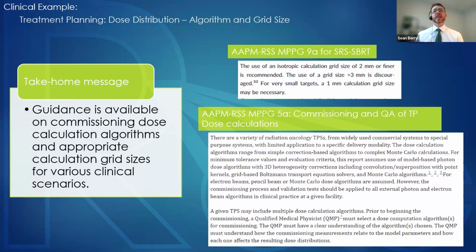But there are recommendations, like I said before. Medical Physics Practice Guideline 5 deals with commissioning of your algorithms, and 9A deals with SRS SBRT. And you can see they recommend for SRS target a 1 millimeter grid size, and maybe you can do larger for larger targets or 3D CRT. I know there's an SRS talk tomorrow, so I'll leave it with them.